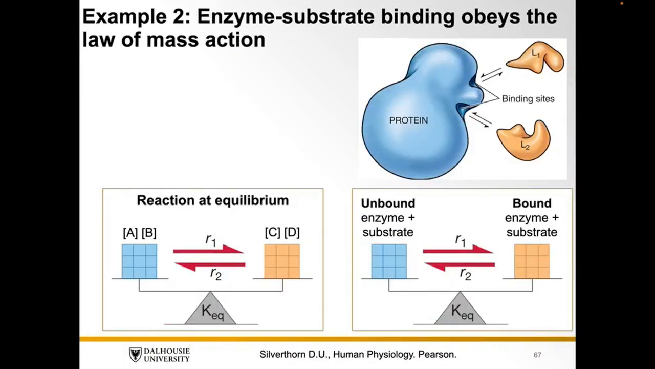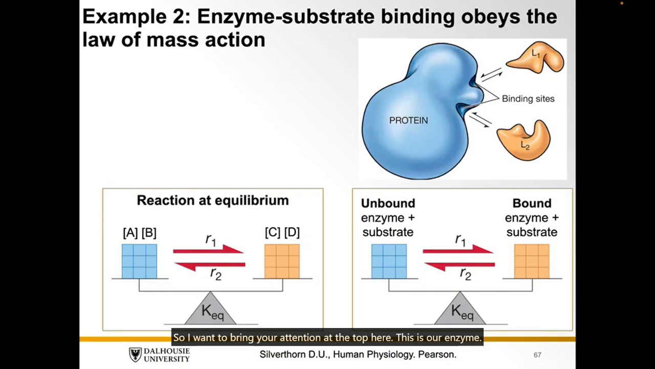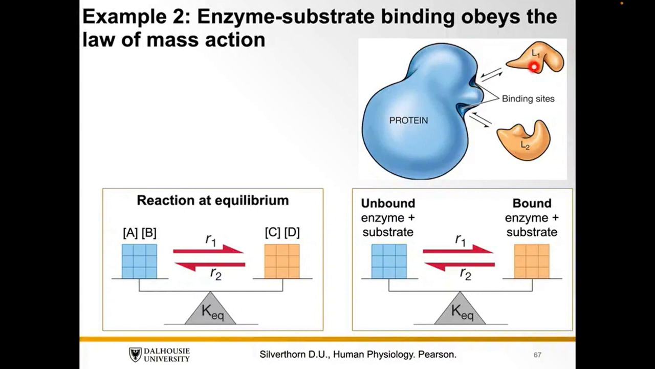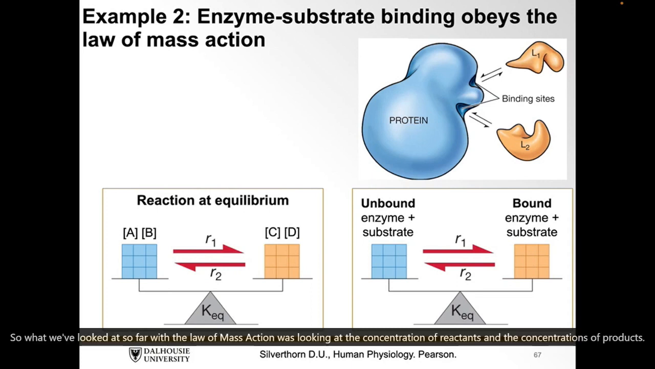So another example of the law of mass action is how we can regulate the enzyme substrate binding. So I want to bring your attention at the top here. This is our enzyme. And if you remember, the function of an enzyme is to bind substrate, here substrate 1 and substrate 2, in order to facilitate chemical reaction. So what we've looked at so far with the law of mass action was looking at the concentration of reactants and the concentrations of products.